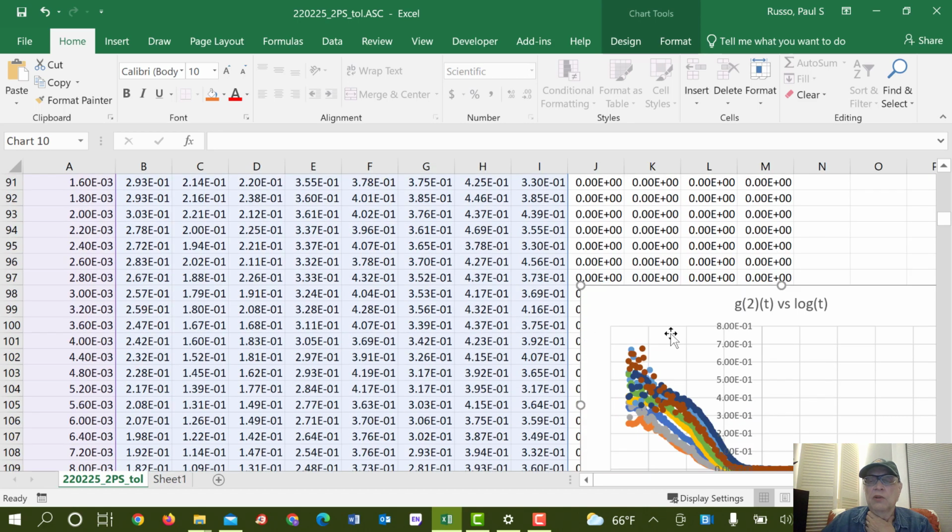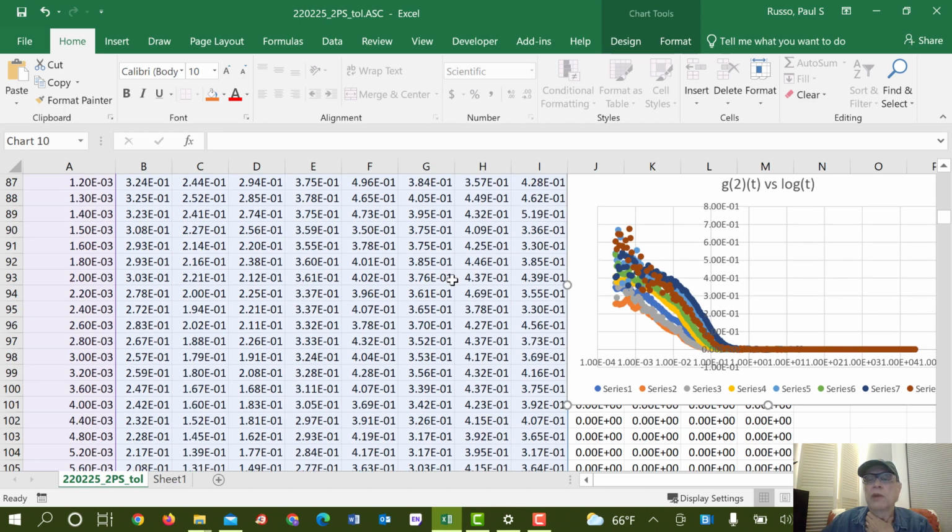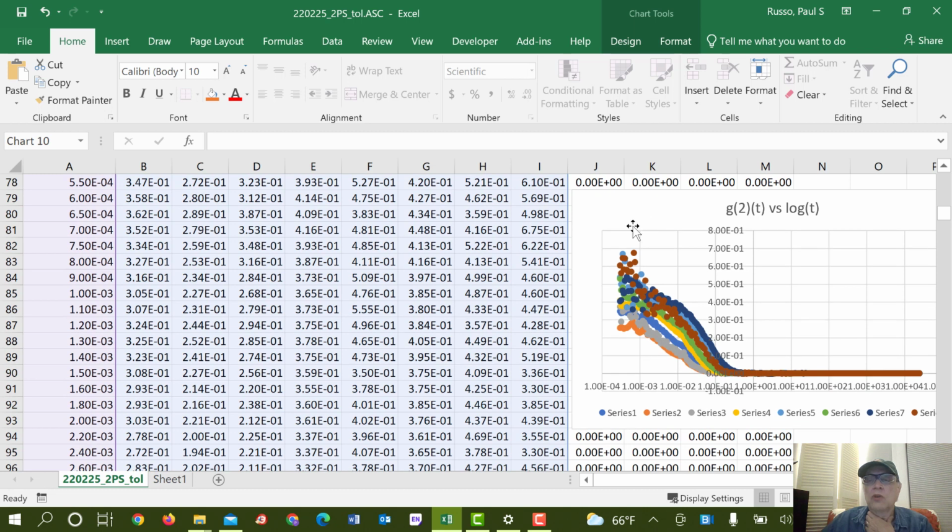Let's see what that looks like. Yeah, that looks better. Okay. So there may still be a little bit of correlated afterpulsing going on, or this could actually be some real scattering contributions to the correlation function from scattering of smallish particles.